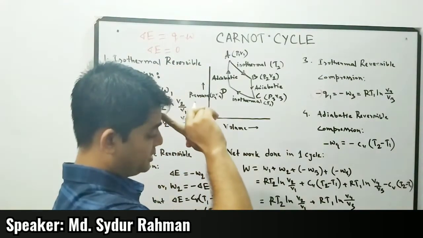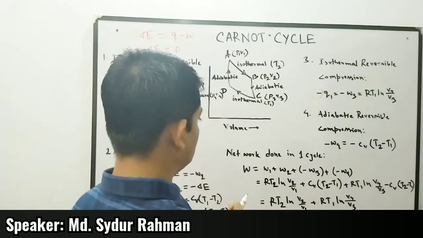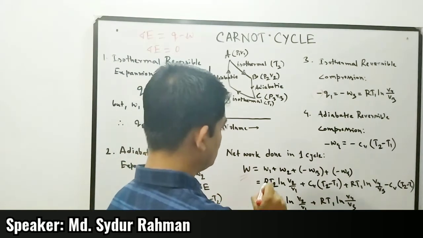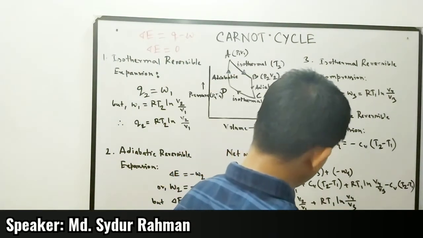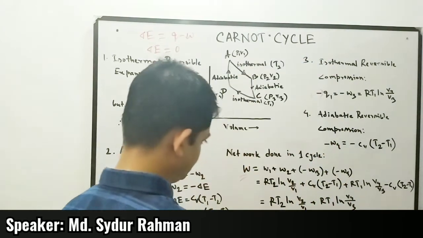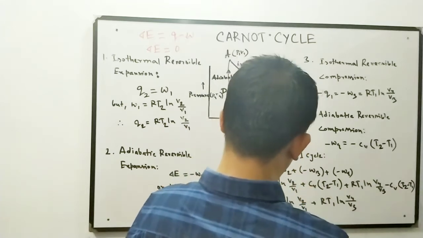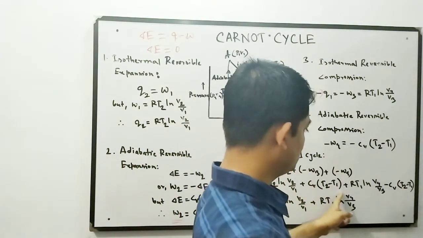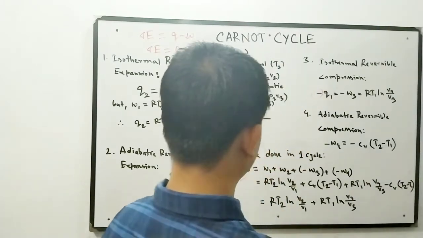So the ultimate or net work done in one Carnot cycle is equal to W, which is W1 plus W2 plus or minus W3 plus or minus W4. If we substitute the value of W, then we get RT2 ln V2 by V1 plus CV (T2 minus T1) plus RT1 ln V4 by V3 minus CV (T2 minus T1).